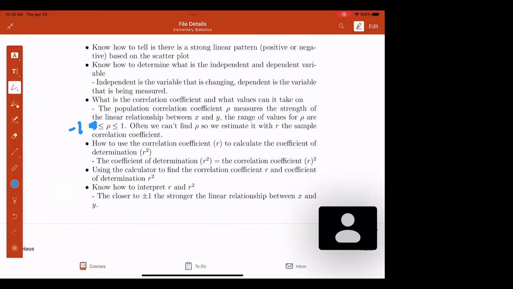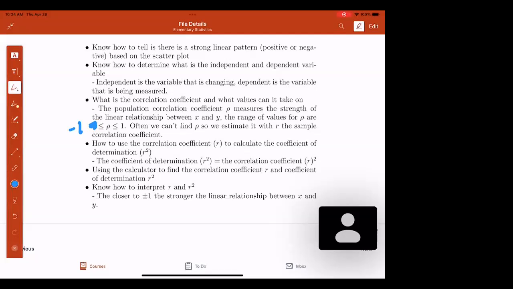It says often we can't find rho, so we estimate it using r. That's just saying we use a sample to estimate the population parameter. How to use the correlation coefficient to calculate the coefficient of determination. The coefficient of determination is something that I didn't talk about. I said watch the video over it since you wanted me to. So it's just r squared. You just take the correlation coefficient and square it.